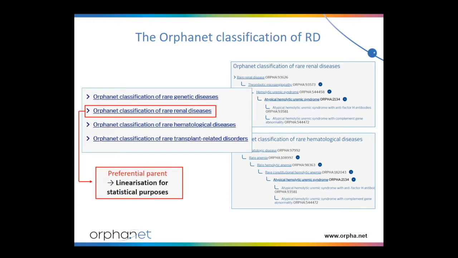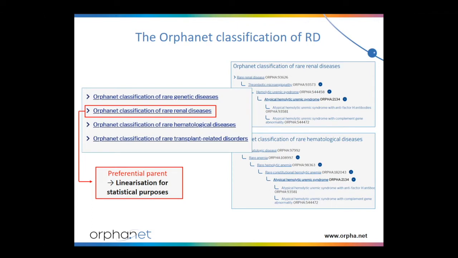As a solution for this, we perform what we call a linearization process, which attributes one preferential parent to each entity among all the hierarchies that it is included in, which is usually the most significant in relation to the medical specialties involved in the diagnosis and management of the patient, or the biological system that is the most affected. In the case of atypical HUS, the preferential parent is the renal disease group.